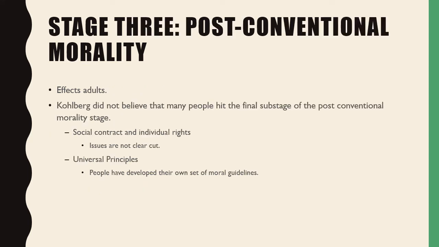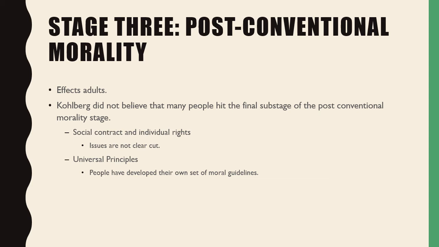Now, the third and final stage of Kohlberg's theory of moral development is the post-conventional morality stage. This stage affects adults specifically, and Kohlberg actually didn't believe many people hit the final substage of the post-conventional morality stage. In this stage, there is the social contract and individual rights substage. In this area, issues aren't clear-cut. There is no easy answer.